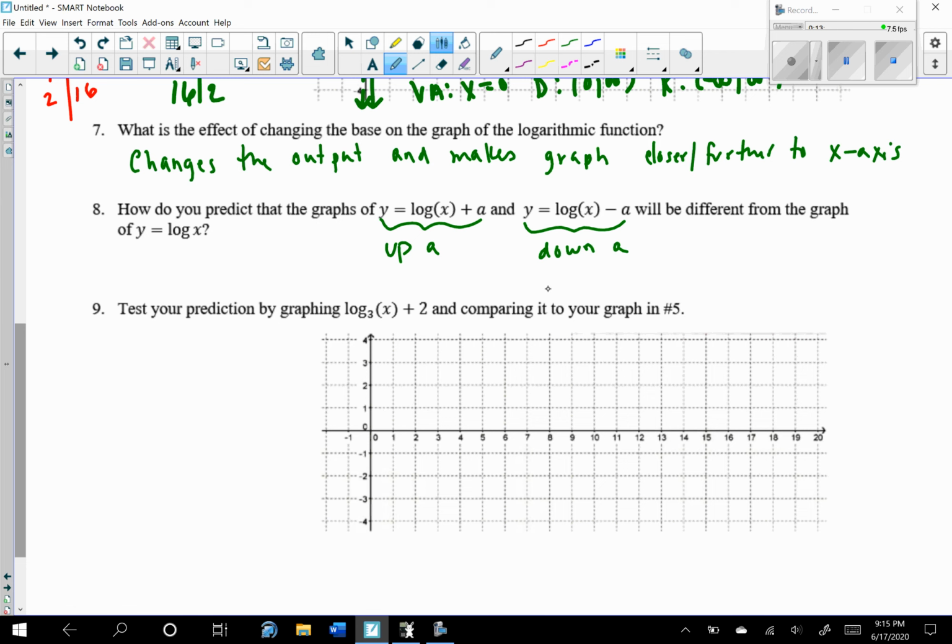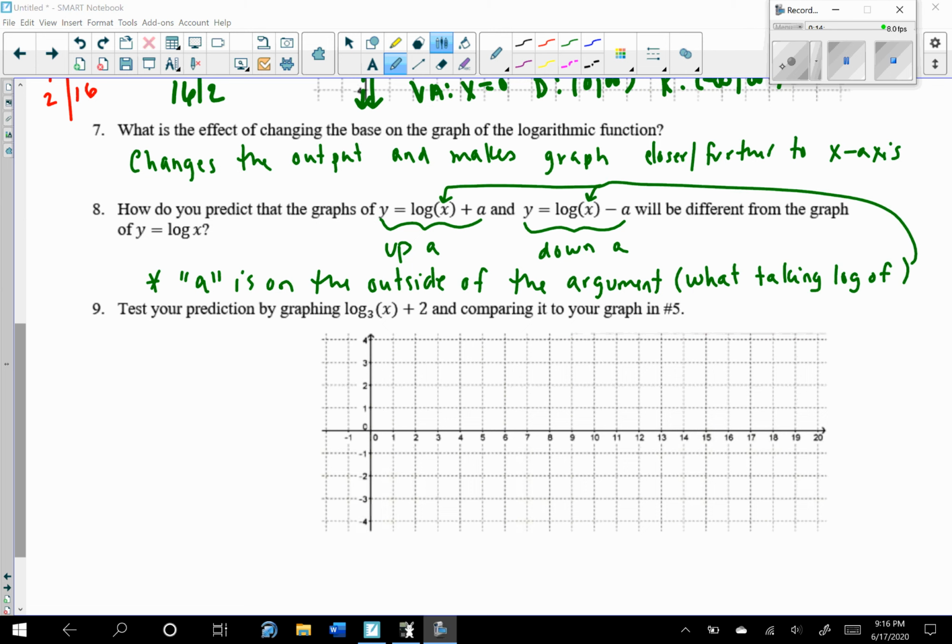And so just as a note, the a value is on the outside of the argument. And remember that argument, what does that mean? It's what you're taking the log of, or I should say the value. So what you're taking the log of, and in this case, both these are x.